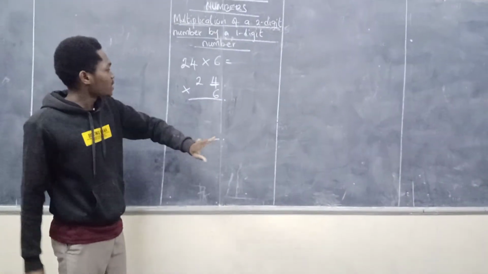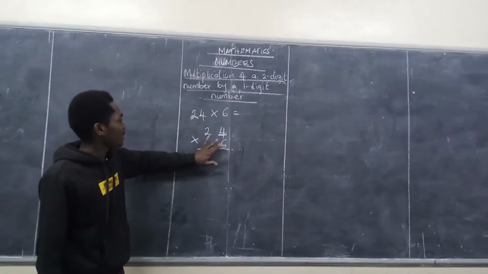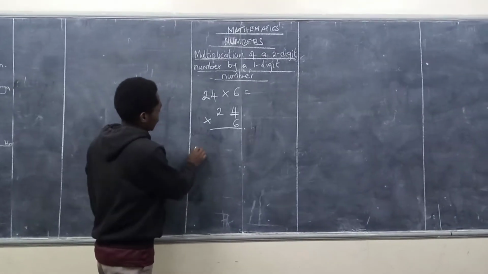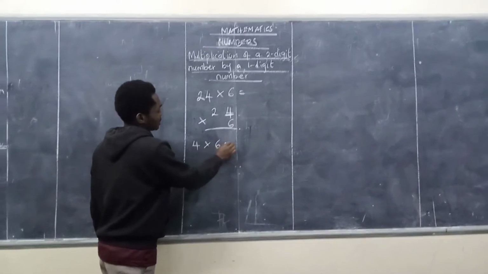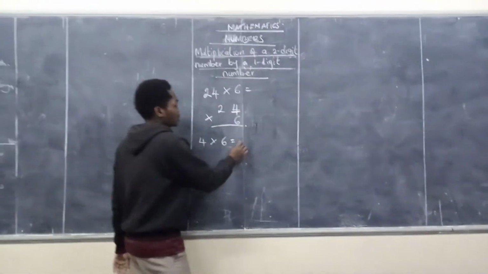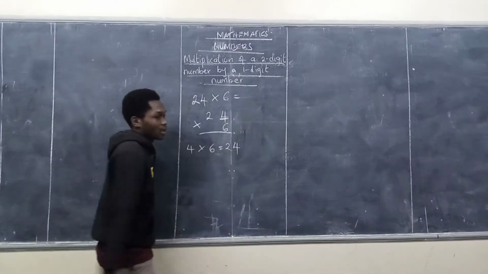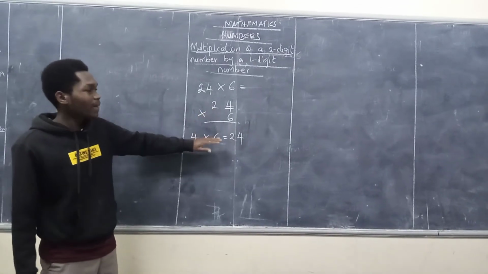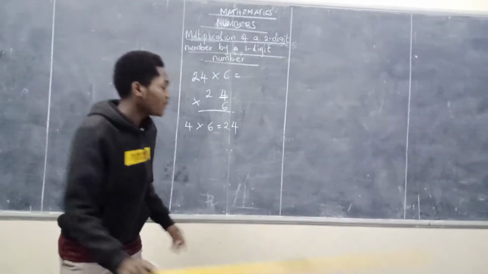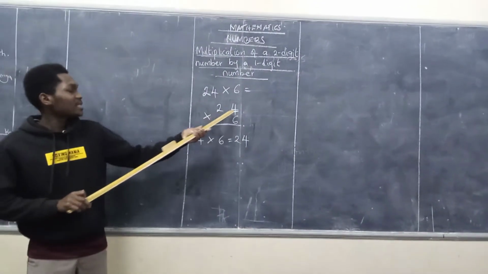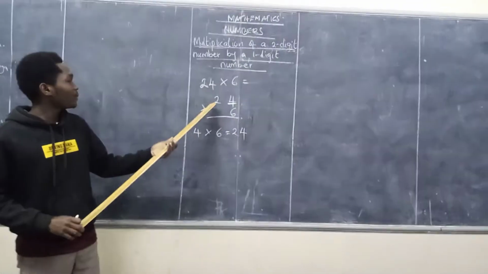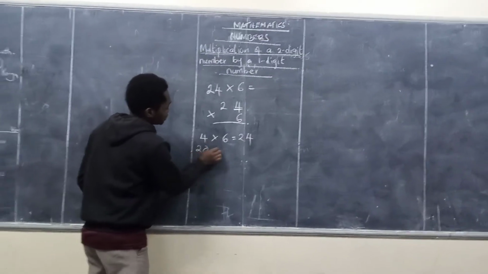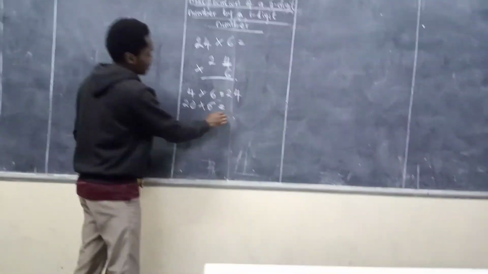In multiplication, you must multiply each and every number with the number that is below here. So I'm going to say 4 times 6, and I'm going to get 24. Then from there, this 2, I cannot multiply 2 by 6, because 2 is in the tens side. So what I'm going to do is replace 4 with 0. So it will be 20 times 6.